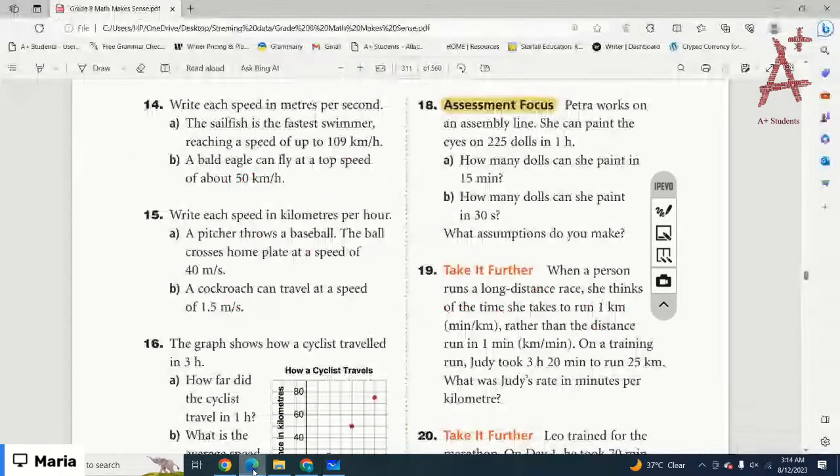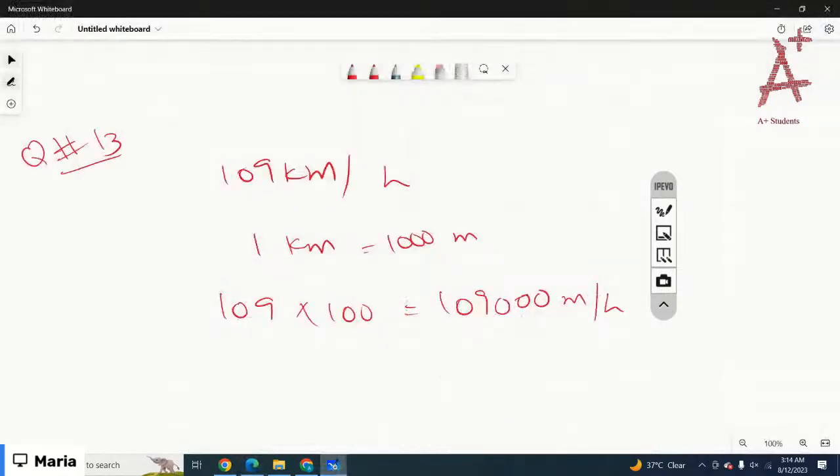Okay, the next one is a bald eagle can fly. Okay, you have to calculate the speed in meters. 109000 in meters, right? You have to calculate the speed per second. That is per hour. In 1 hour you have 60 minutes, so divide it by 60, right? And you have 60 seconds for the minutes, and that is for the seconds, right? So when you divide, it would be, hold on, let me just do it.